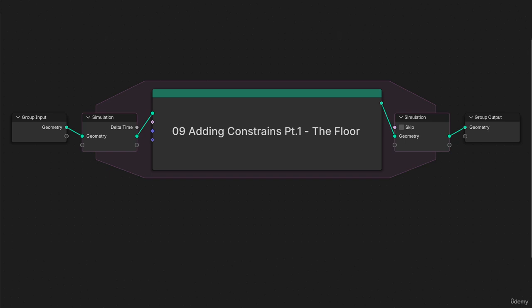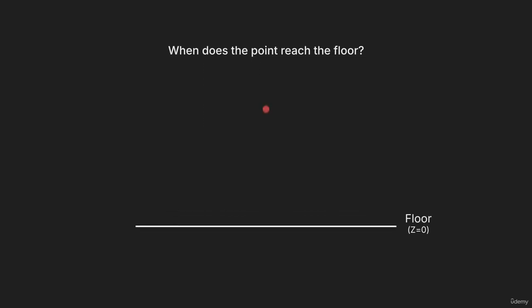Adding constraints part 1, the floor. Our point right now will keep falling forever, basically. We need to figure out a way to tell Blender, hey Blender, once the point reaches the floor, make it bounce off of it. This will be a fun exercise. The first question that comes to mind is, when does the point reach the floor? The answer is simple: once the position of the point is equal or below 0.